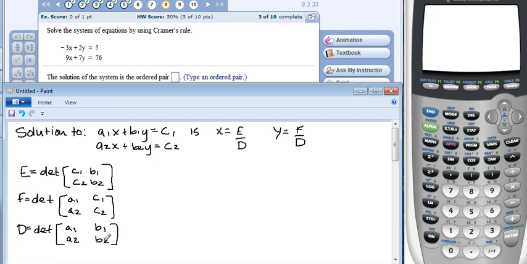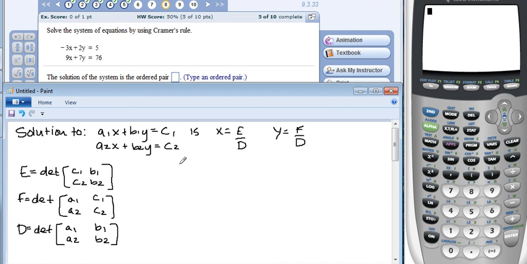So I'm going to figure out my determinants first, E, F, and D, and then I can divide them, and those are my answers. This is just the same thing that we've done, just a different way of doing it. And if you don't like this method, you can always use substitution or elimination or graph them, because those are always valid as well. But I'm going to show you this way as well, so we see everything.